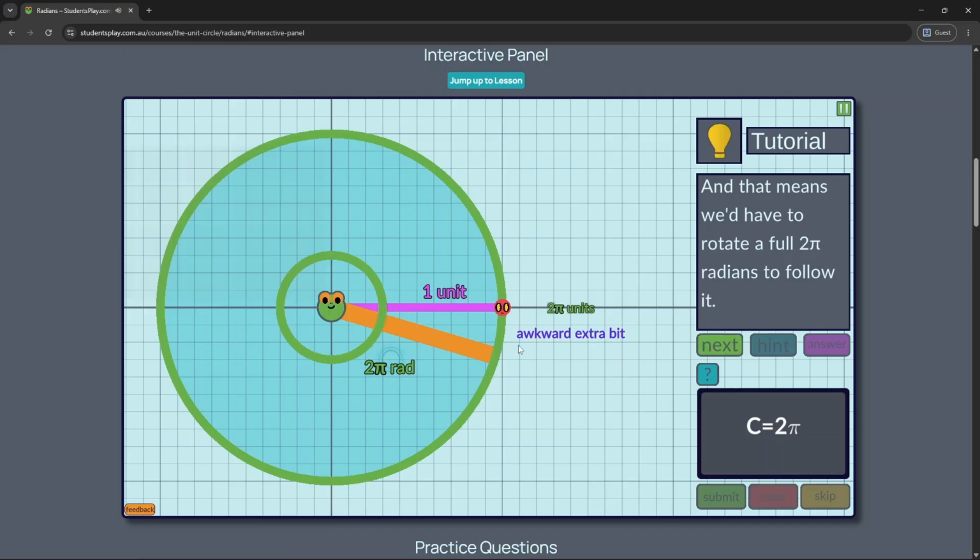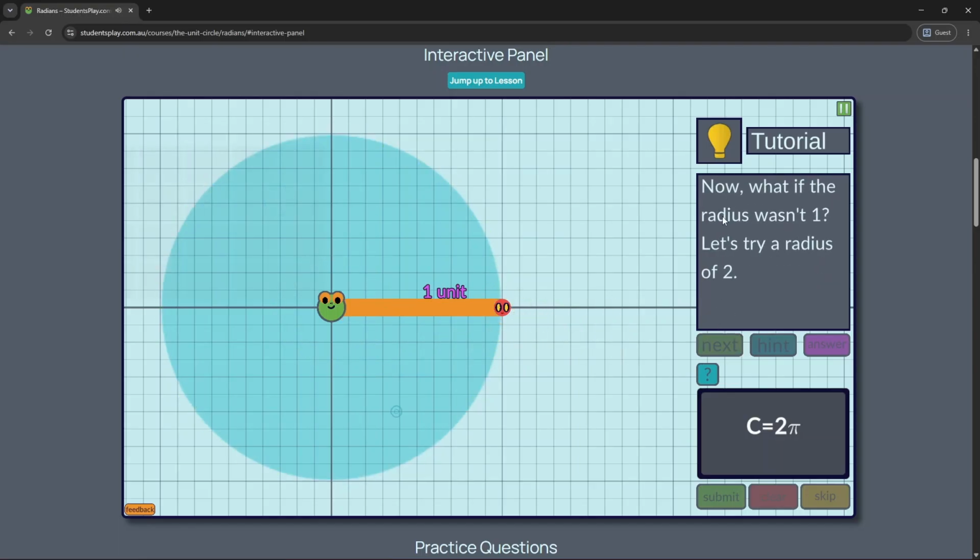Cool. I'm not sure if I explained it here, but this awkward extra bit: we went around 6 units and 6 radians to rotate with it. And obviously the awkward extra bit is that 0.28. So 6.28 was the full thing, 6 was just here, the extra bit's 0.28. But yeah, if we go all the way around, we've gone 2 pi units, and so we also have rotated 2 pi radians. Now, what if the radius wasn't 1?